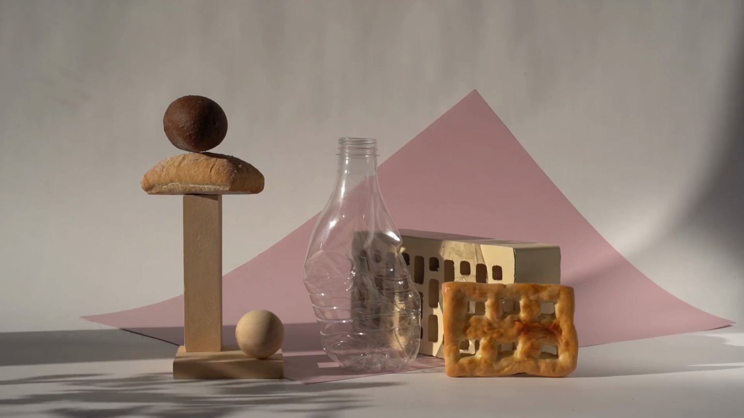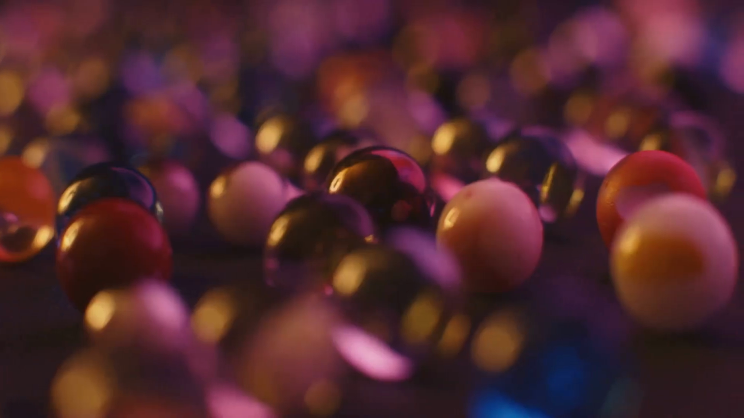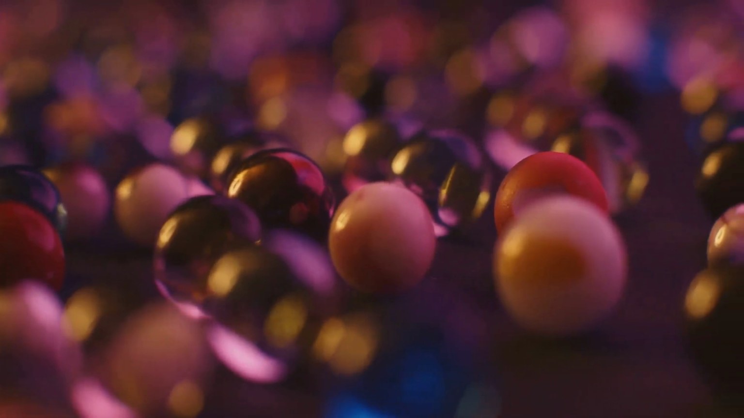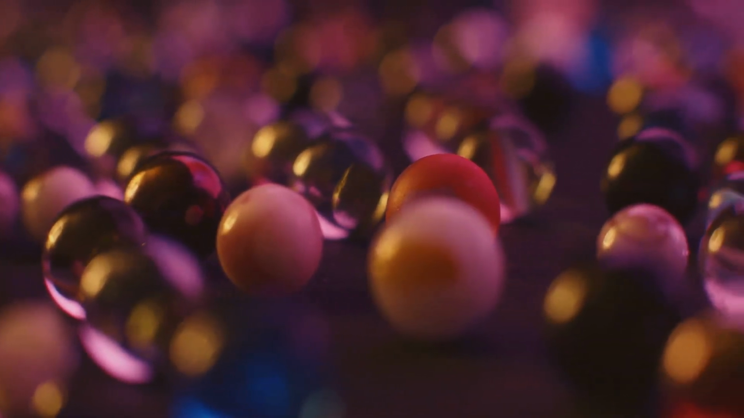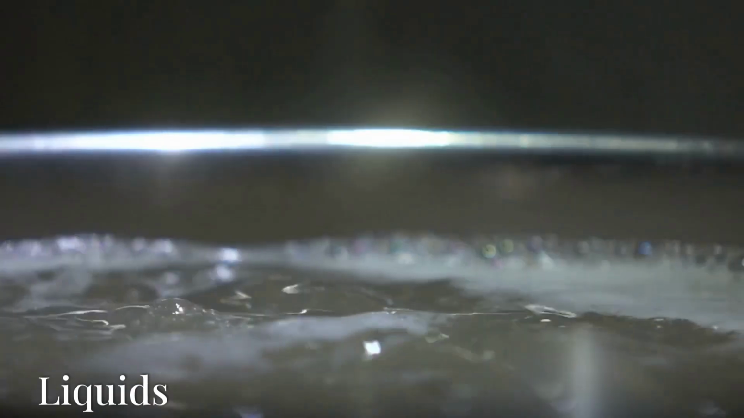First, let's talk about solids. Solids are a type of matter that have a definite shape and volume. This means that the particles that make up a solid are tightly packed together and do not move around very much. Imagine a group of students standing in a line shoulder to shoulder. This is similar to how particles in a solid are arranged. They are close together and vibrate in place.